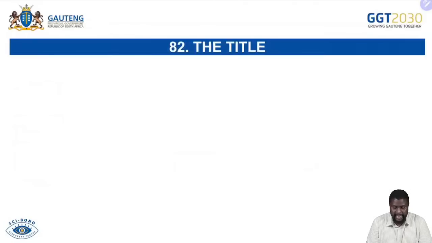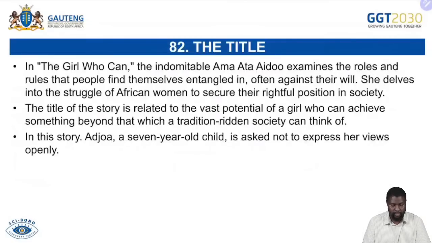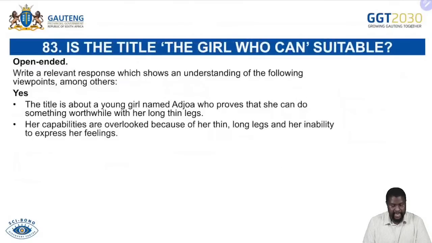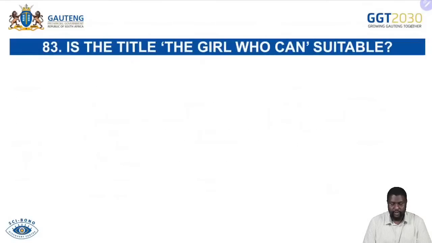In The Girl Who Can, the title, the indomitable Ama Ata Aidoo examines the role and rules that people find themselves entangled in. Is the title of the story suitable? You can say yes, you can say no. If you say yes, the title The Girl Who Can is suitable, because it is about a young girl named Ajwa who proves that she can do something worthwhile with her long legs. Her capabilities are overlooked because of her thin, long legs. She proves everyone wrong. So the title is suitable because it talks about a girl who proved that her legs can be used for something worthwhile.